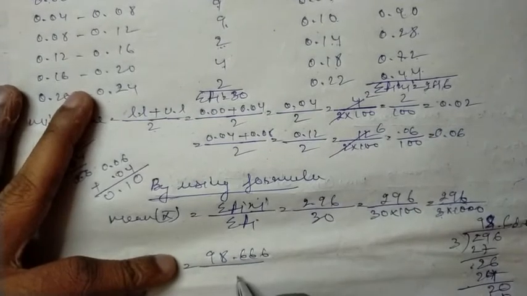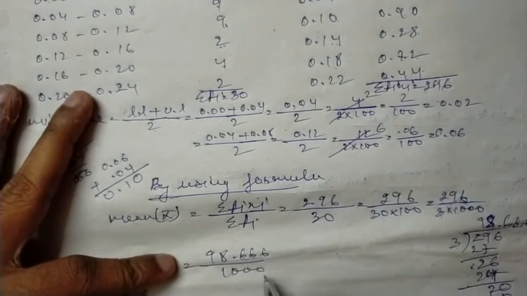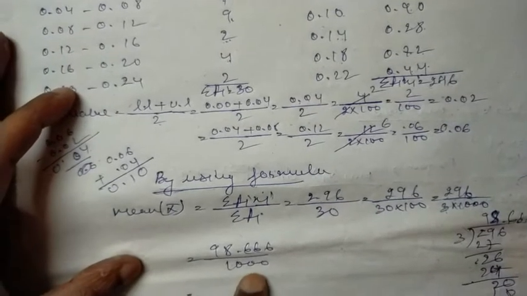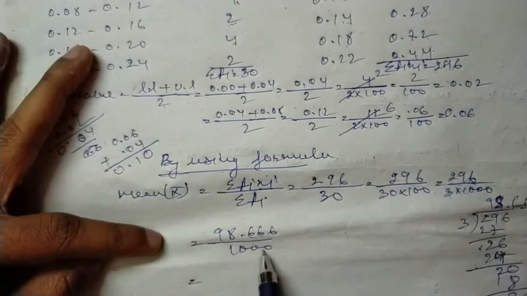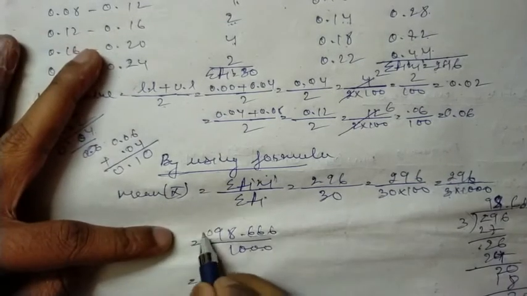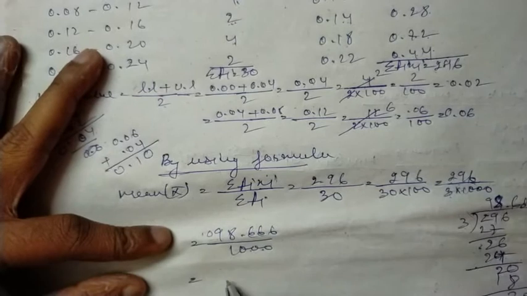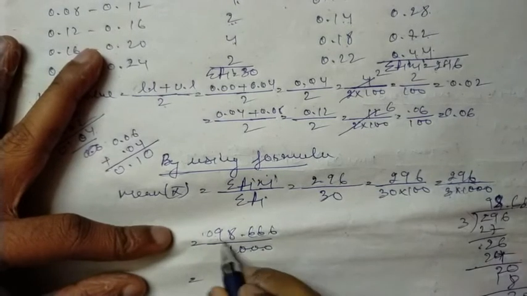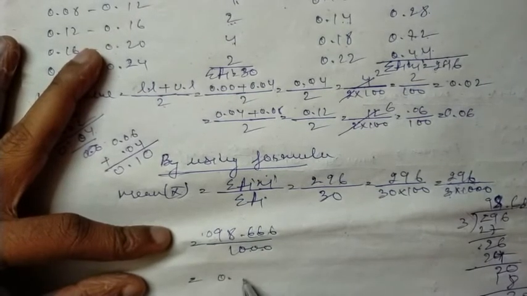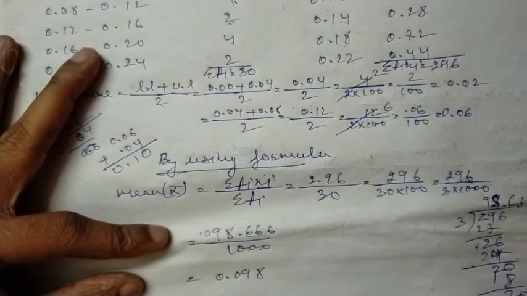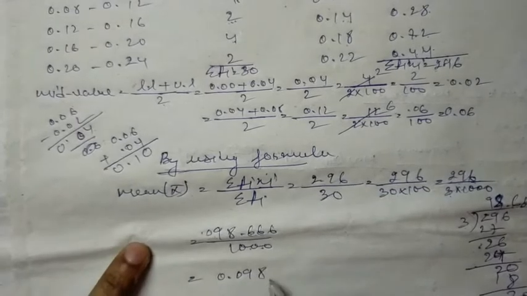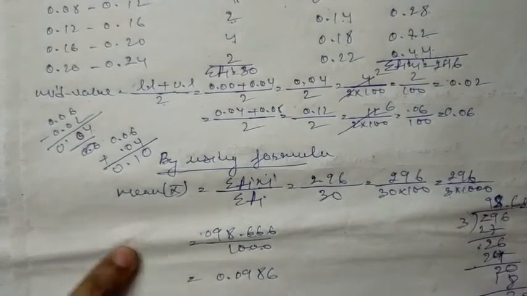98.666, divided by 1000. So the decimal will move to the left-hand side, right? To the left-hand side, 1 2 3, 0 point this way. So it will be 0.098, and the 6 will be here.